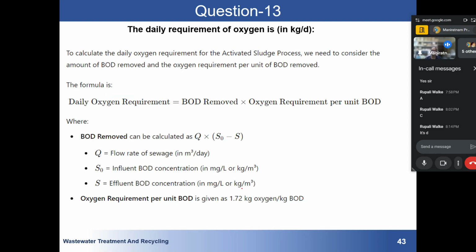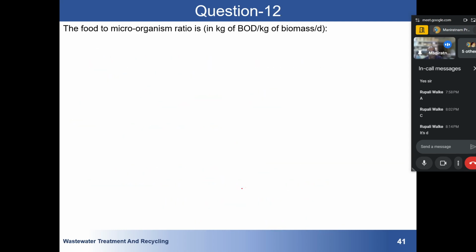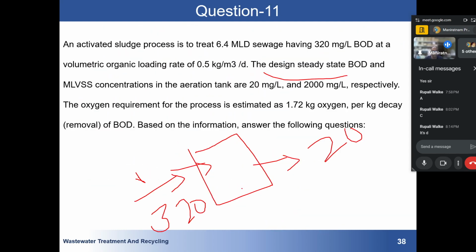Coming to the last question, the daily oxygen demand, the daily requirement of oxygen in kg per day. To calculate the daily oxygen requirement for activated cells, we need to consider the amount of BOD removed. So remember the amount of BOD removed. They have already said that 320 is coming in, and if you read the question, all the data has been given to you.